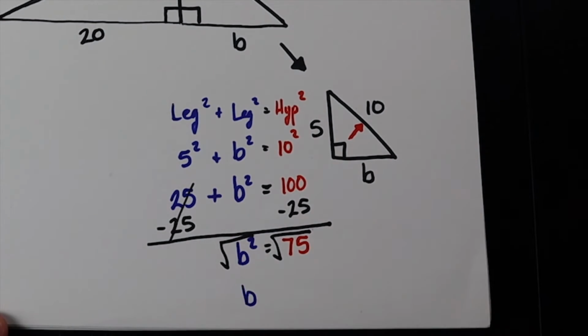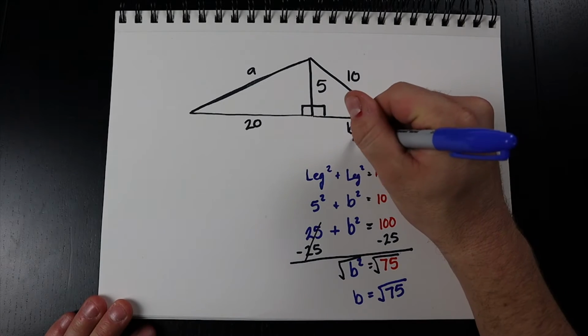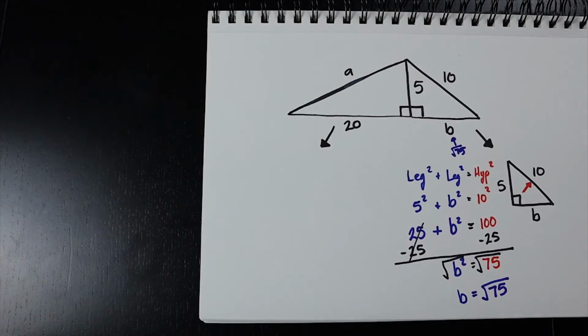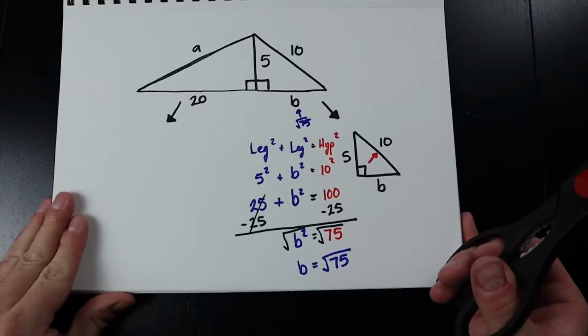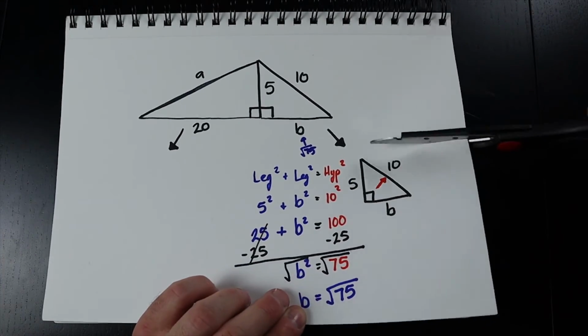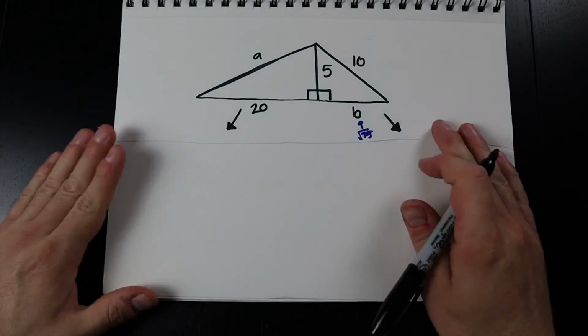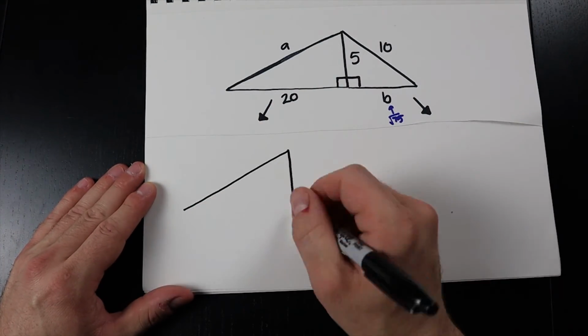The missing length of b comes out to be the square root of 75. Sometimes it's okay to leave your answer in square root form, and that's exactly what I'm going to do for these two examples. Now that I've solved the small triangle, it's time to solve the large triangle, and to give myself a little bit of room, I'm going to cut off my answer to the small triangle. Once again, I draw the large triangle separately.